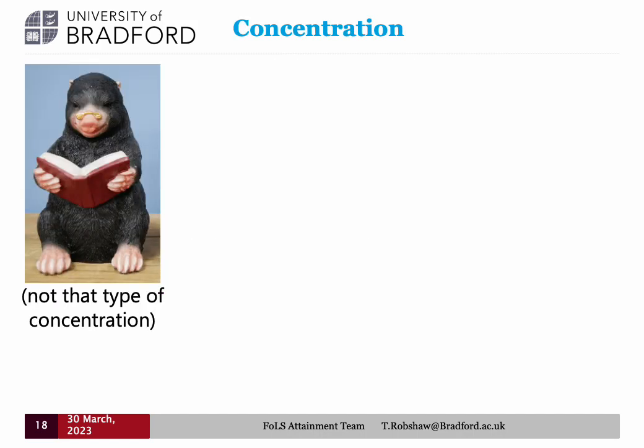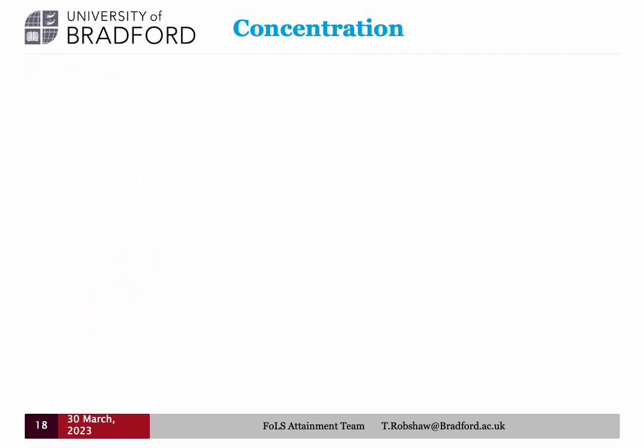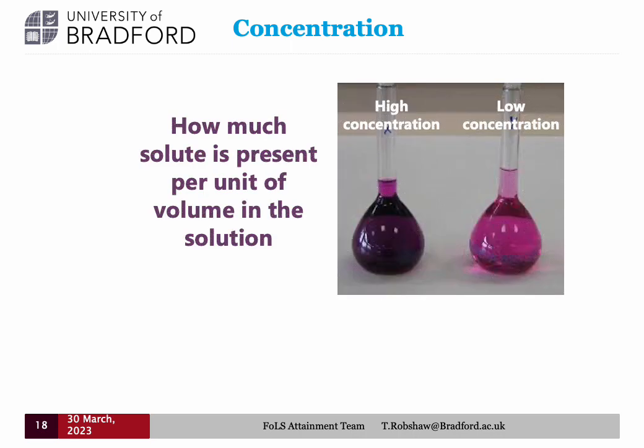And now the term concentration. No, not that type of concentration. Now, this is a very general term. It simply means how much of a certain solute is present per unit of volume in a solution. There are many ways to express a concentration because, of course, there are many different units of mass and of volume. Some very common, some quite rarely used. The units that you'll commonly meet in chemistry will be grams per litre, milligrams per litre, and percentage weight over volume.